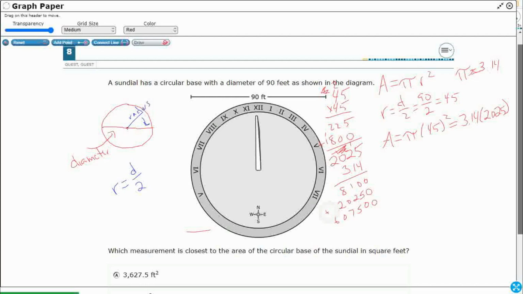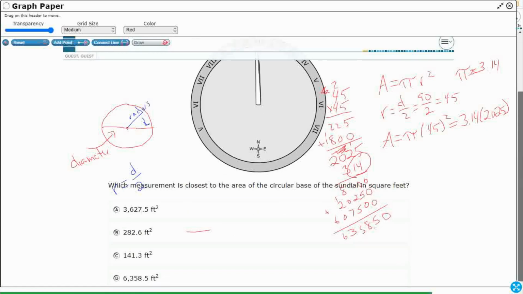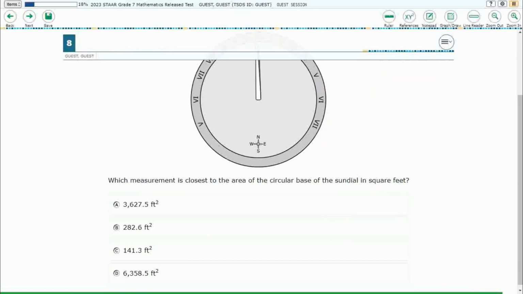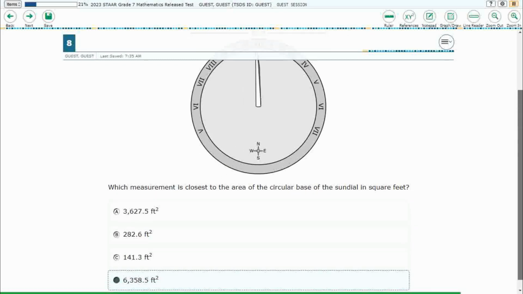Lots of opportunities for errors here, but let's add it up and see what we get. That's 5. That's 8. That's 15. That's going to be 3. And 6. Now I got 2 digits behind the decimal in the factors, so 2 digits behind the decimal: 6358.5. That looks like D. So our answer here is going to be D, 6,358.5 feet squared. That is the area of this base of the sundial.